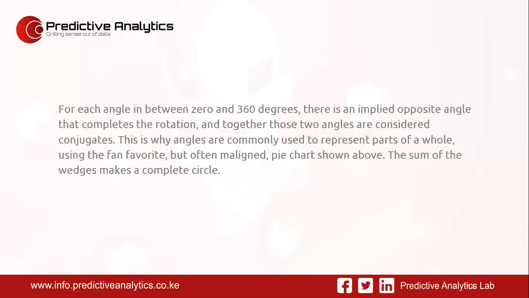For each angle between 0 and 360 degrees, there's an implied opposite angle that completes the rotation, and together, these two angles are considered conjugates. This is why angles are commonly used to represent parts of a whole, using the fan favorite but often maligned pie chart shown above. The sum of the wedges makes a complete circle.